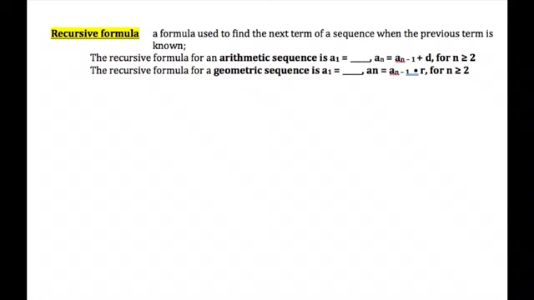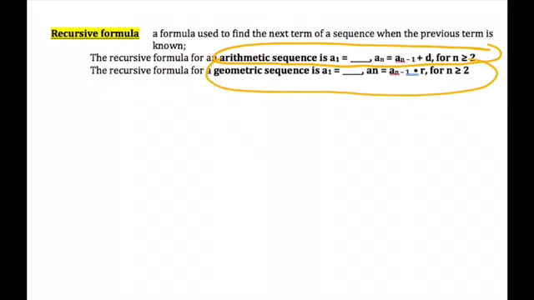Okay, so these are our two recursive formulas here. We have the arithmetic one and the geometric. So here's our arithmetic, and here's the geometric right there. They look kind of scary, but they're not. Once again, all we're doing is we need to find a sub 1 and d, or a sub 1 and r for these. Okay, so let me explain a little bit what's going on here.